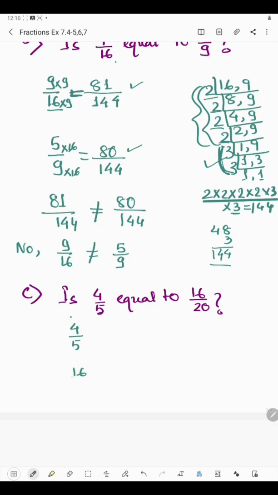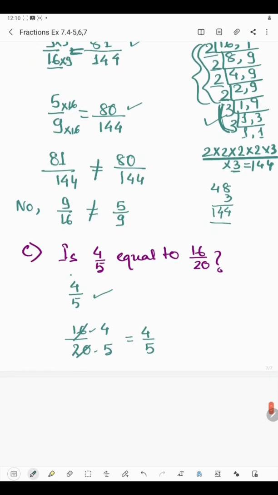And if you just convert 16 by 20 into simplest form, then we will get, see, 16 and 20 both come in 4's table. So we can divide the numerator and denominator by 4. So it's 4 4s are 16, 4 5s are 20. So we have got 4 by 5. And here also we have got 4 by 5. So it's equal. So we'll write 4 by 5. Therefore 4 by 5 is equal to 16 by 20. Okay. Now coming to the last part.